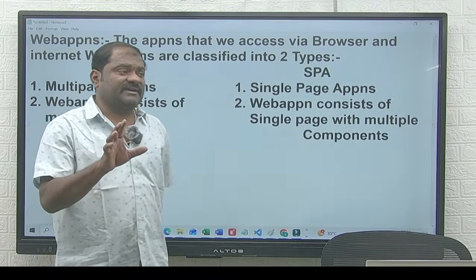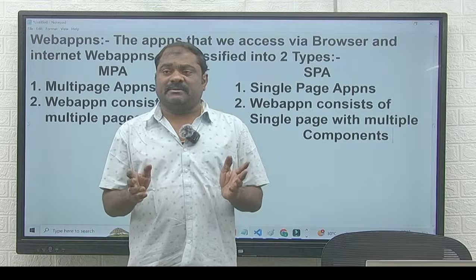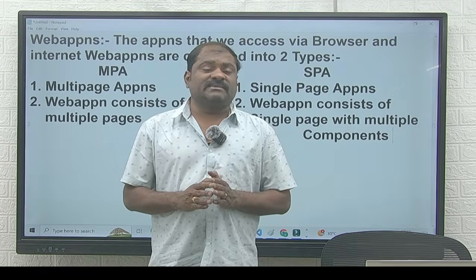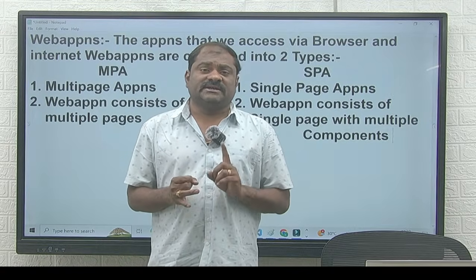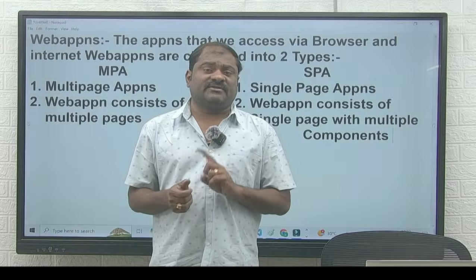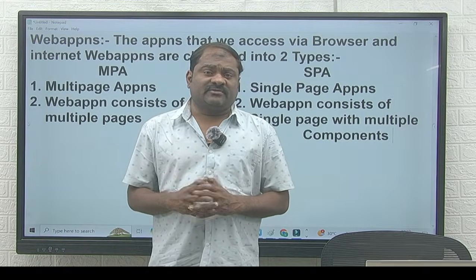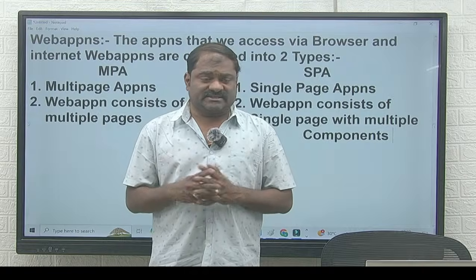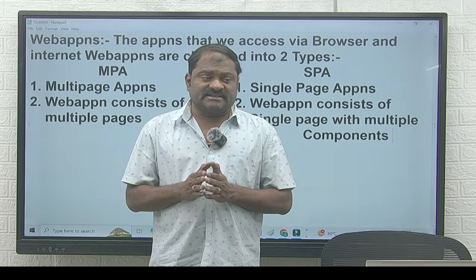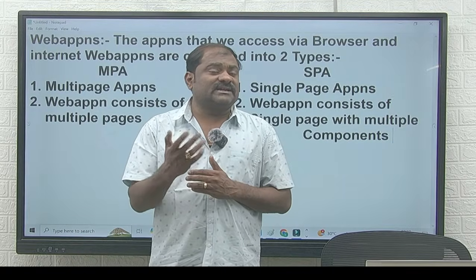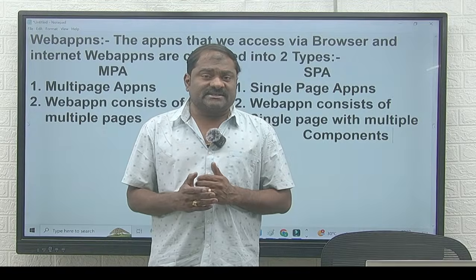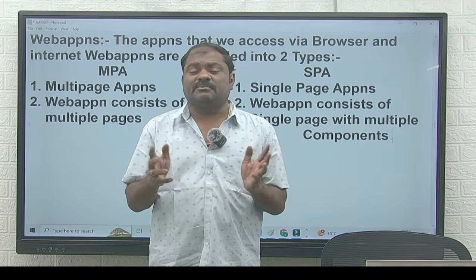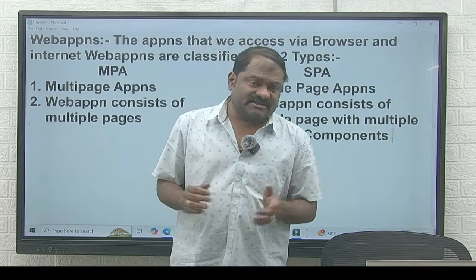For example, if you take a web application called Gmail, in Gmail you can see multiple pages are there: login page, inbox, sent items, drafts, compose mail. Or you take Facebook, or any website. Every website can have multiple pages. So a web application consisting of multiple pages is called a multi-page application. A web application consisting of a single page with multiple components is called a single page application.